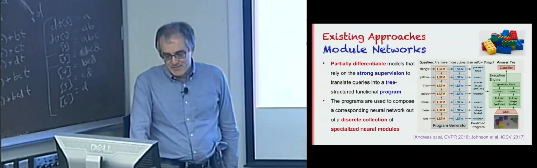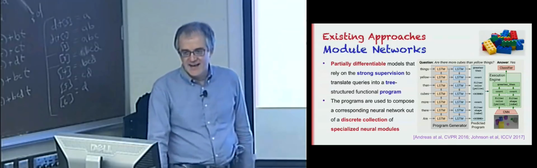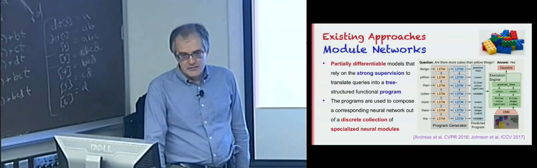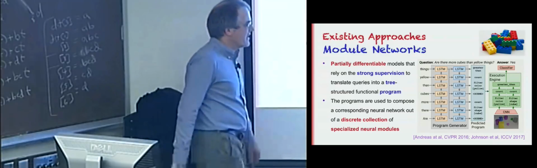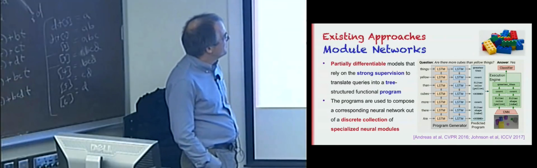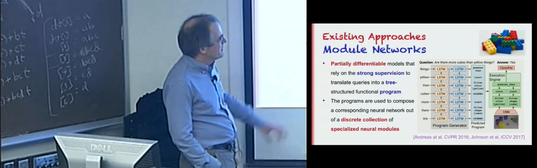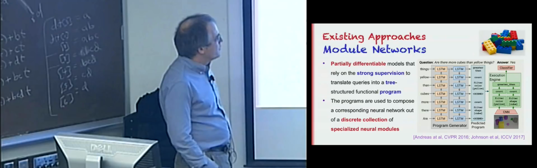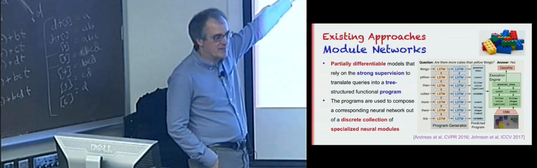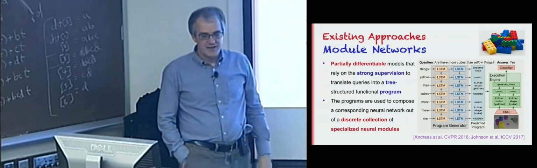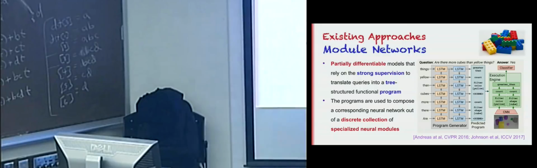There had been a bunch of existing work on this CLEVR data set before we started. And so here are the two basic types. Quite a bit of the initial work used neural module networks. This included work by Jacob Andreas and Justin Johnson. These models are partially differentiable models because you have these modules that you plug together, which use the strong supervision provided by that functional program that I showed you. So they effectively train a model that goes through the natural language and translates it into a functional program. They train this in a supervised way, and then they use a specialized module network execution engine to run this functional program to try and calculate the answer.